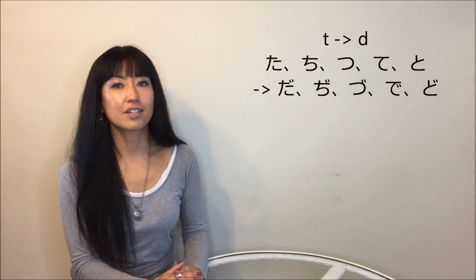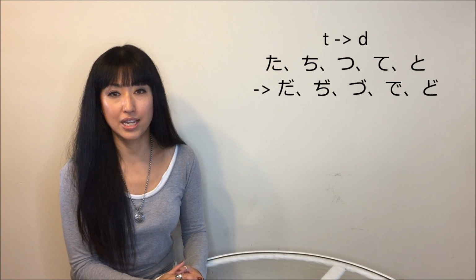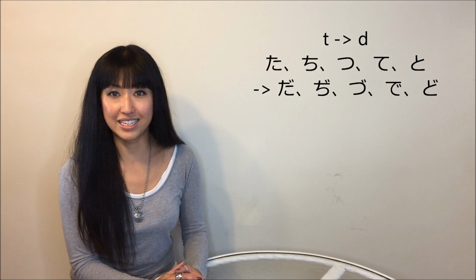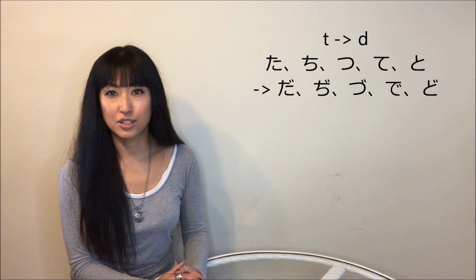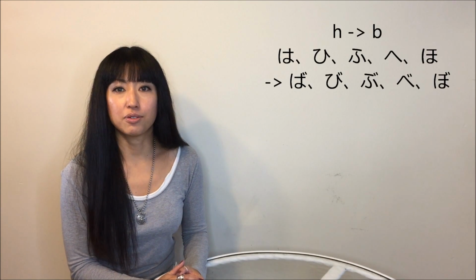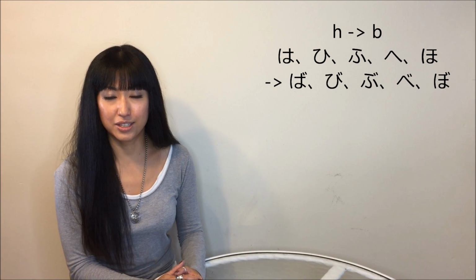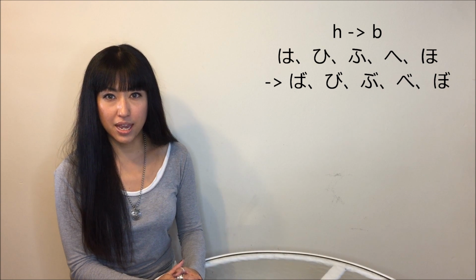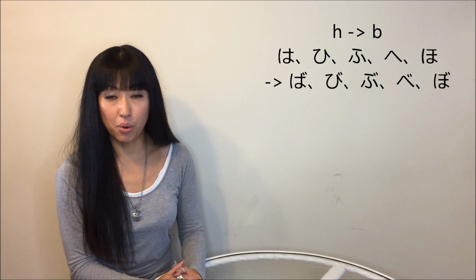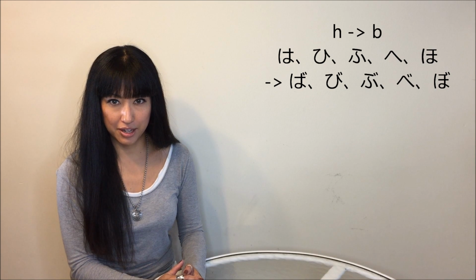All right, I have another one. It's the T sound: ta, chi, tsu, te, to into the D sound: da, ji, zu, de, do. And the last one is the H sound: ha, hi, fu, he, ho into ba, bi, bu, be, bo. It's the B sound.